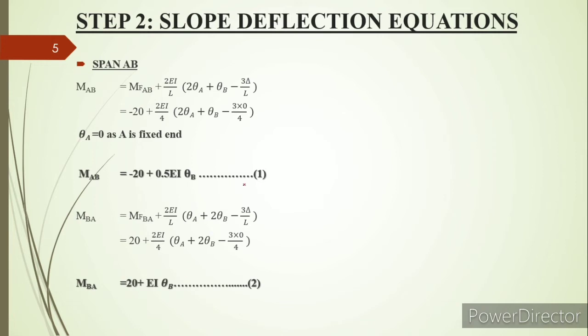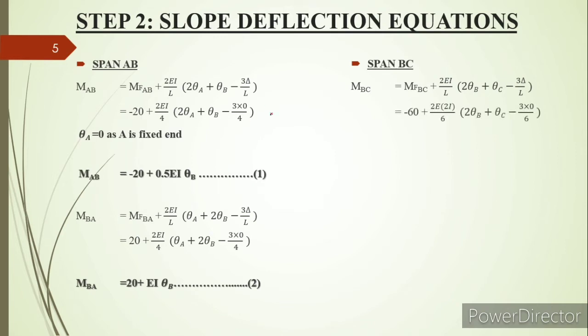Next consider the second span, BC. In BC, the final moment MBC is equal to M of BC plus 2 EI by L into 2 theta B plus theta C minus 3 delta by L. Substitute M of BC equal to minus 60. Also here the value of I is given as 2I and L is equal to 6, and the value of delta is equal to 0. Here the support C is also a fixed support, hence theta C is equal to 0.